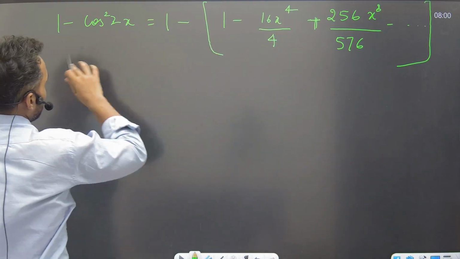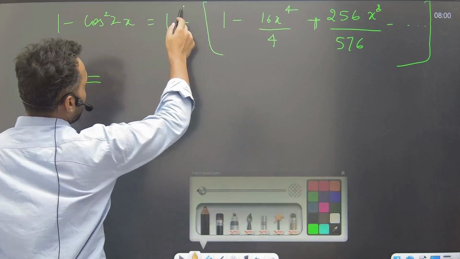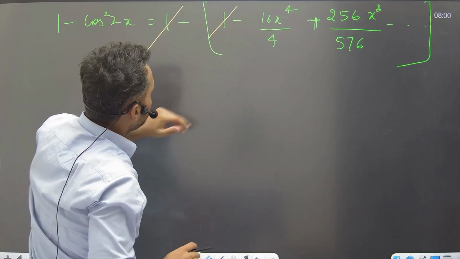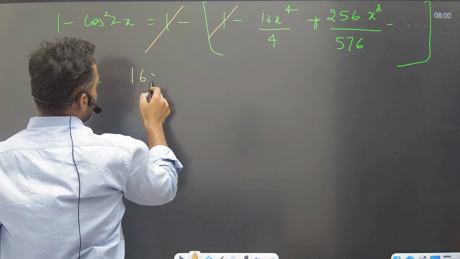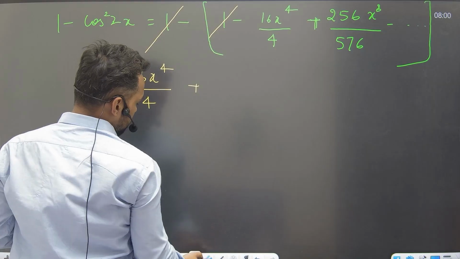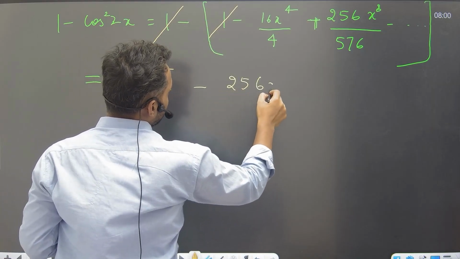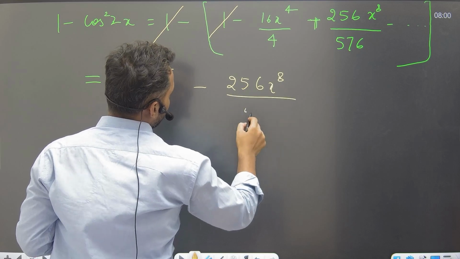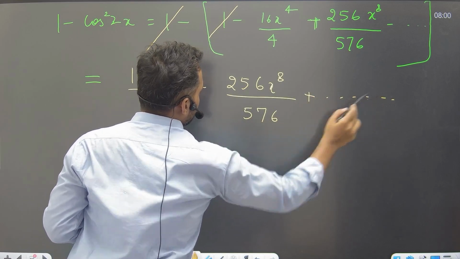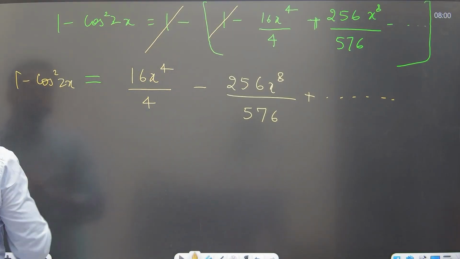So here after calculation what we will get, see, this particular part and this particular part will get cancelled, this particular sign will change, so it will be 16x raised to the power 4 by 4, plus, now the plus sign will also change into negative, 256 x raised to the power 8 over 576. Here the sign will change, so this is how it will expand. So 1 minus cos square 2x.